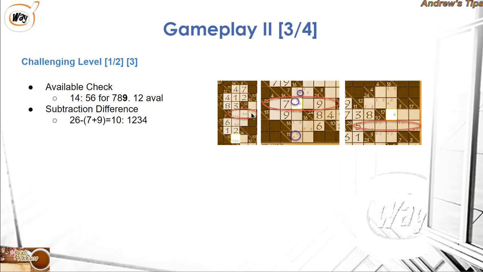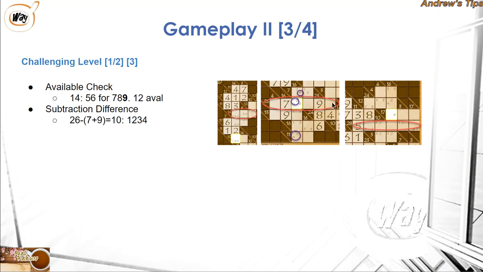2 on as a different. So on 1, 2 here. So you can get this way. Another way is the thing you think about it: 26 minus 7, 9 equals 10. Equals 10. 10 for 1, 2, 3, 4.